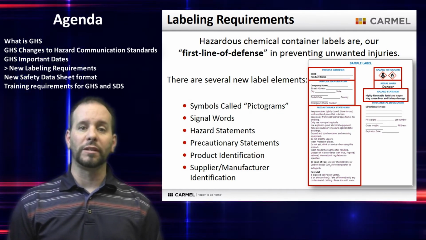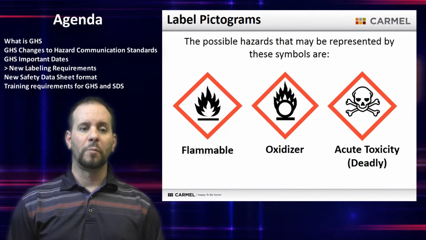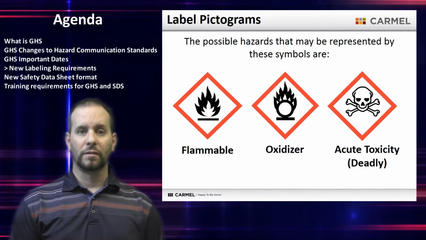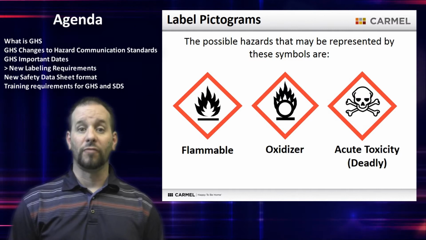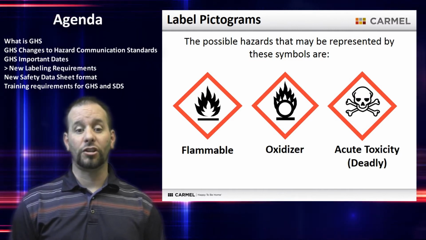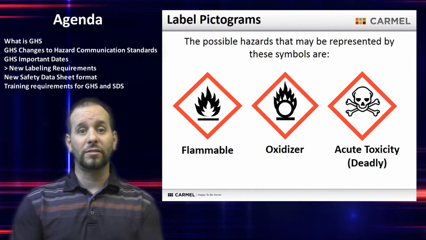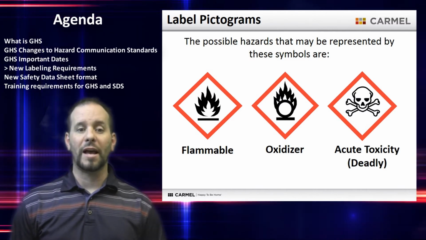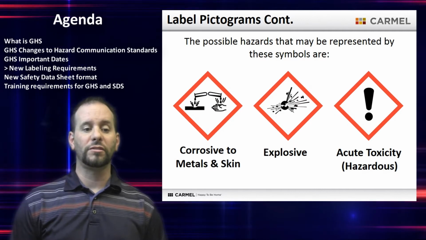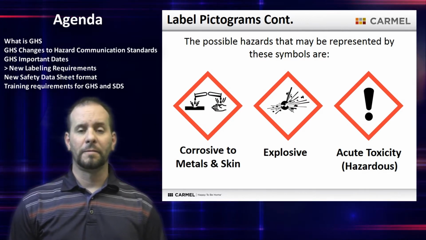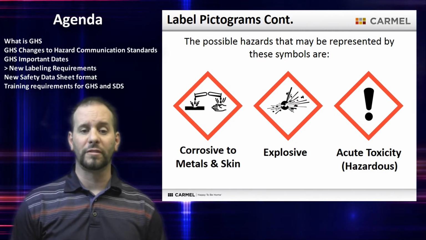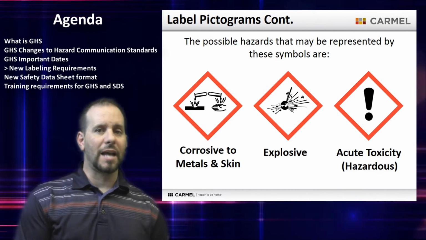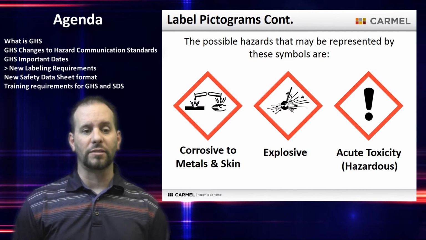Now we're going to get into the labeling of the pictograms. The possible hazards that may be represented by these symbols are oxidizer, flammable, acute toxicity, and in this case, with the skull and crossbones, it's deadly. The possible hazards: corrosive to metal and skin. This is the symbol for explosive. Acute toxicity, which is not as deadly, but it is still very hazardous.